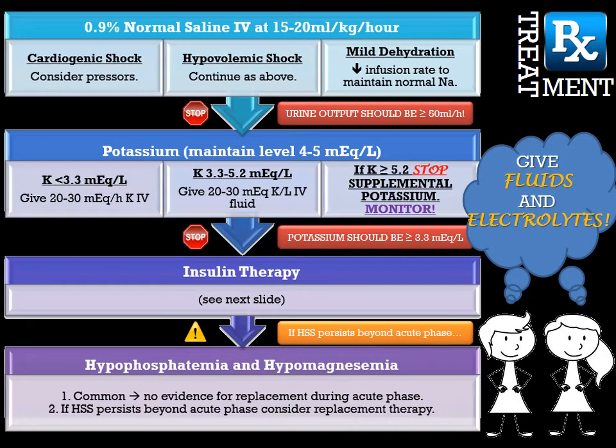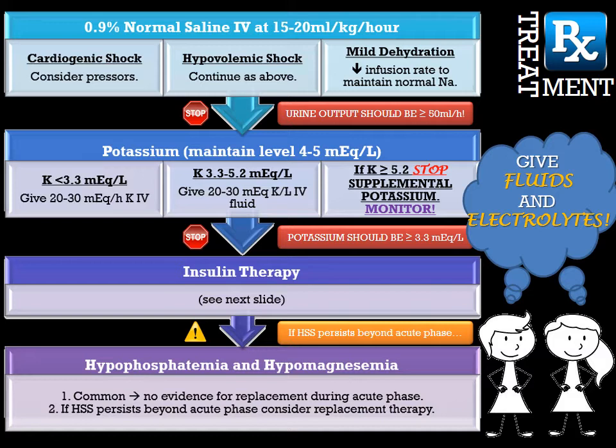As previously discussed, people with HHS are often dehydrated due to hyperosmotic diuresis. Therefore, a mainstay of treatment is IV fluid resuscitation. Depending on the level of dehydration, infusion rates of normal saline are modified from the recommended starting rate of 15 to 20 mL per kilogram per hour.